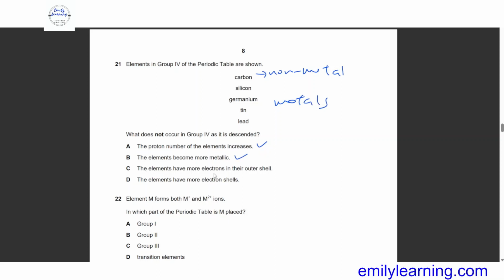The elements have more electrons in their outer shell. This is wrong. Because they are in group 4, they will always have 4 valence electrons, or 4 electrons in their outer shell. Doesn't matter where they are. Whether you are high up in the periodic table or low down in the periodic table, as long as you are in group 4, you have 4 valence electrons. So C is the answer. The elements have more electron shells, so they have more shells filled with electrons as you go down the group. This is also true.